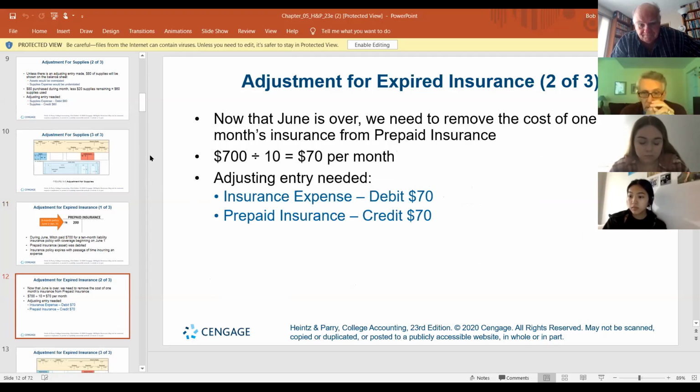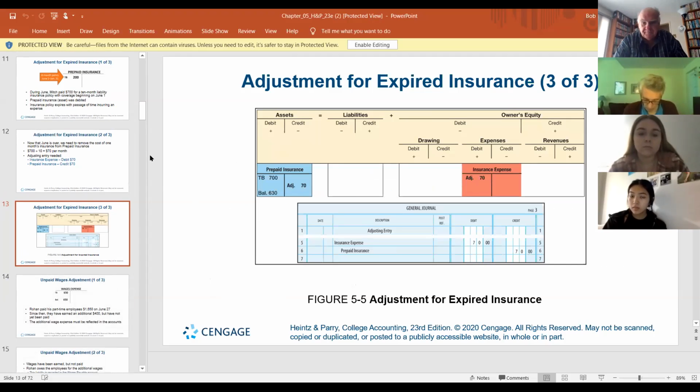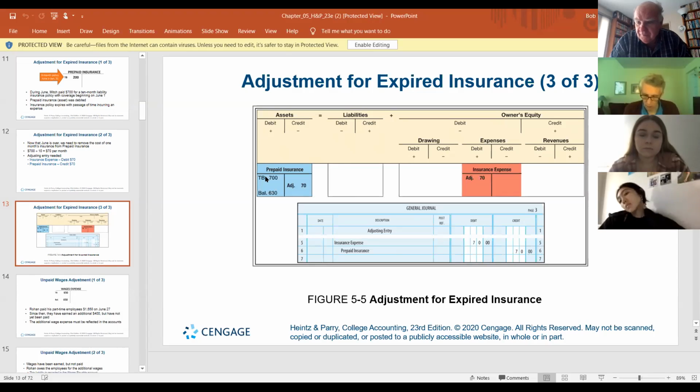So let's take a look here. Prepaid insurance, it was $700. We got through the month and our building didn't burn down, I guess. So we got the benefit of that, now an expense of $70, leaving a balance in the prepaid account of $630, and we debit insurance expense. And here's the journal entry. We're going to do this every month for the next 9 months. We're going to go 70, 70, 70 until the balance in this account is 0, and we're going to record $700 worth of expenses over the year.